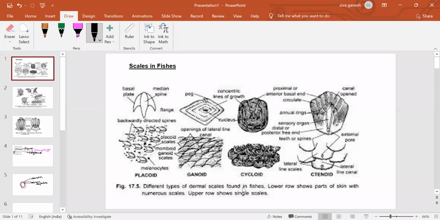The scales are dermal in nature and are not provided with enamel. Enamel is absent. They are distinguished by smooth and free margins, and they are marked by concentric rings, the growth rings or lines of growth.